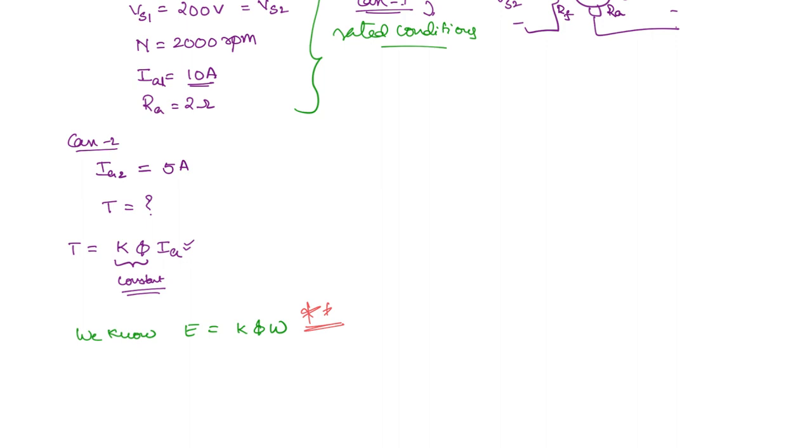So E is equal to K phi omega. From the rated condition case, you can find out E and you have anyways omega is given in terms of N. So you can find K phi. So you can write from the given rated conditions, omega is equal to 2 pi N by 60, right?